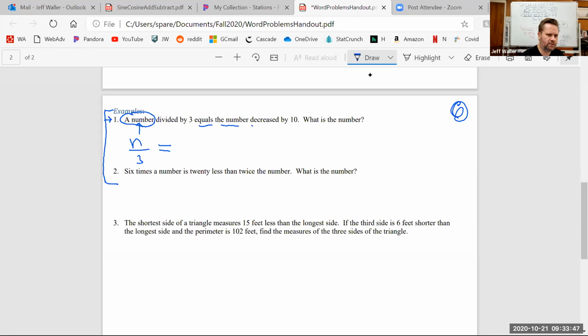The number decreased by 10. How do I write that? N minus 10. Yeah, N minus 10. And this is a nice equation. Now I'm done translating. This is the translation step. I translated from English to Mathish.